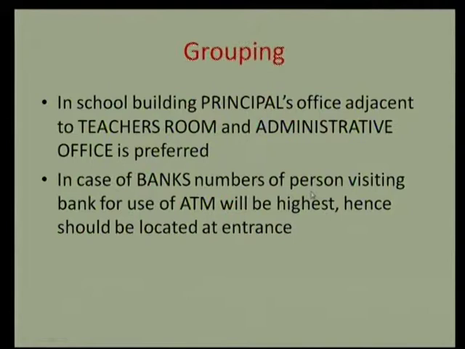In the case of a bank, the number of persons visiting the bank to use the ATM will be highest, hence it should be located at the entrance. If the ATM is located on, say, the 4th floor of the bank, it is not preferable, because the maximum number of persons visit the bank for using the ATM, and if it is located on the 4th floor, people will first avoid using that particular ATM. If it is unavoidable, then they will be moving across different floors, and the privacy of all other activities will be disturbed, as well as the activities performed in different spaces will be obstructed.